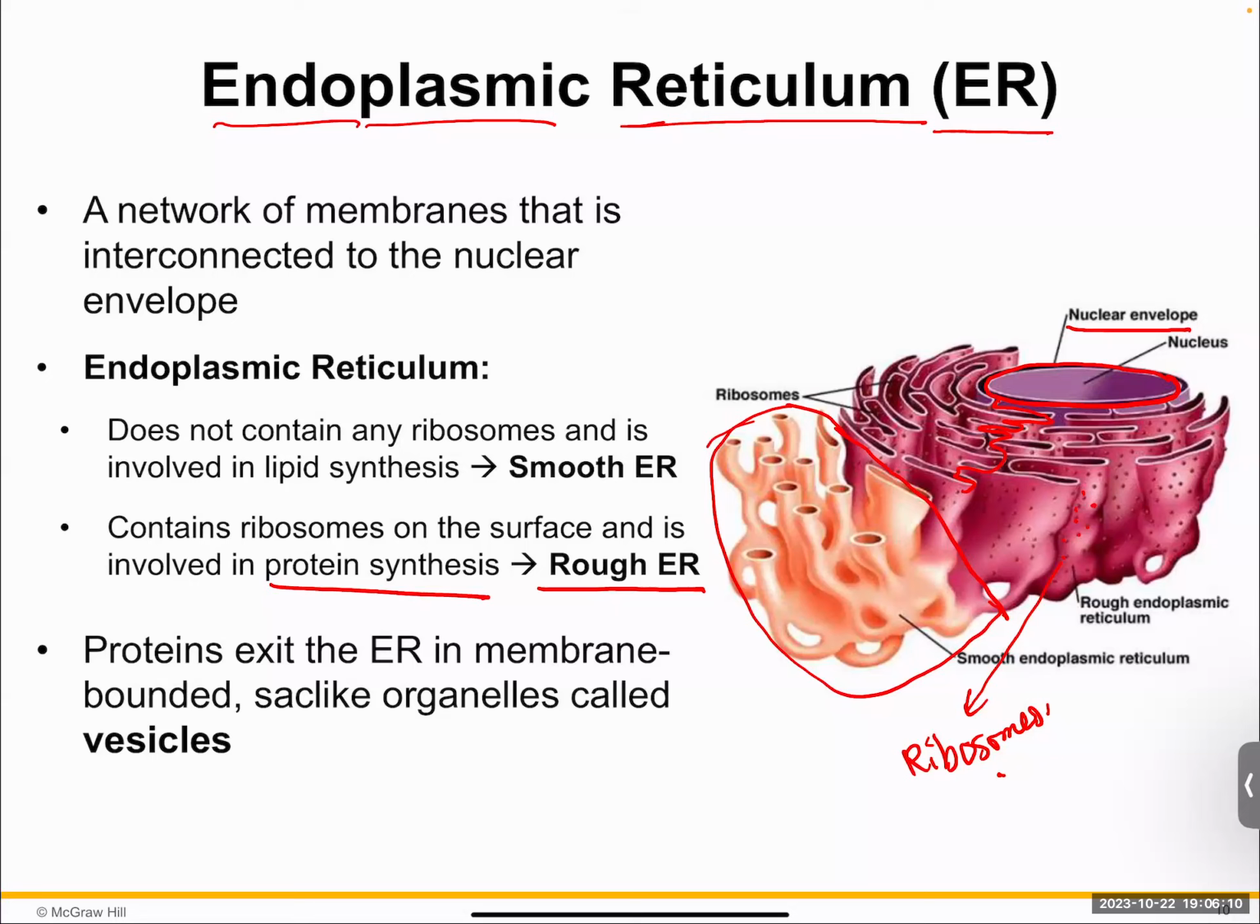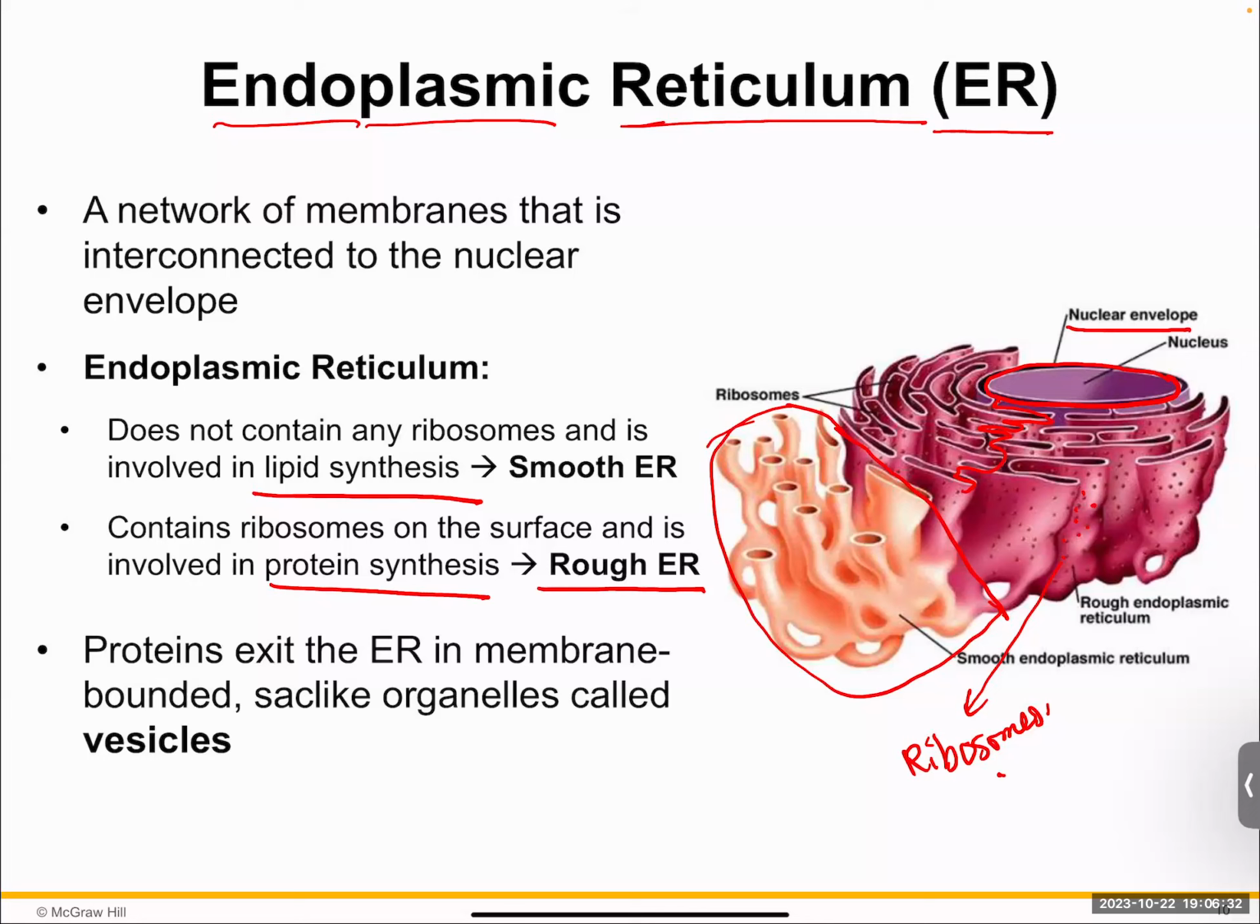Well, why is there a distinction? A smooth ER actually has a completely separate job, which is lipid synthesis. Lipid synthesis is extremely important because it's involved in a lot of the activities within the cell, including the formation of the plasma membrane.